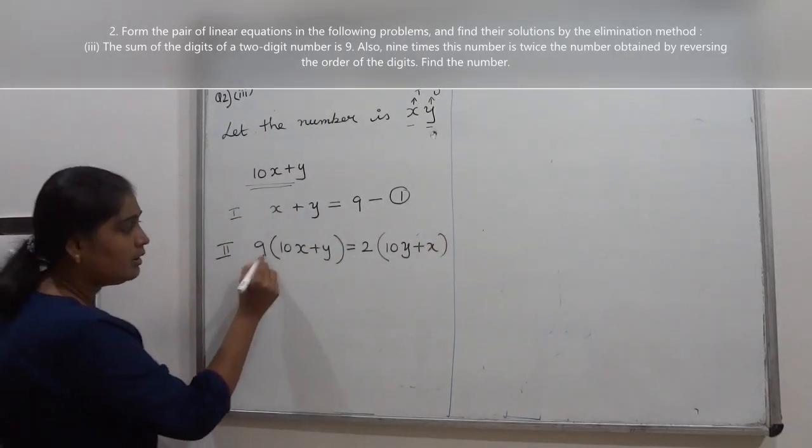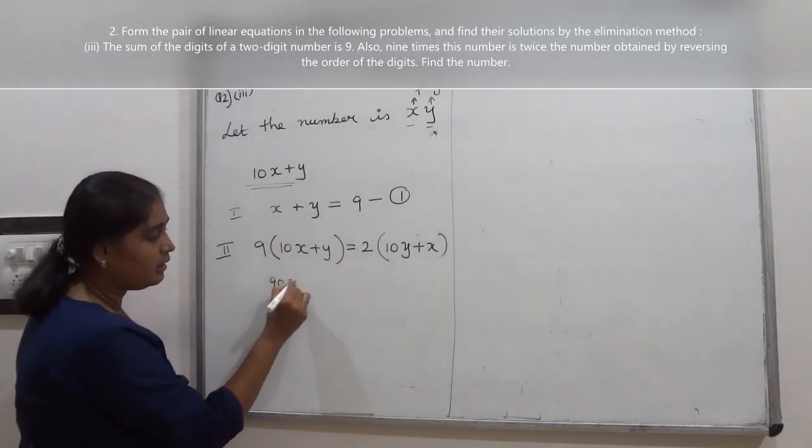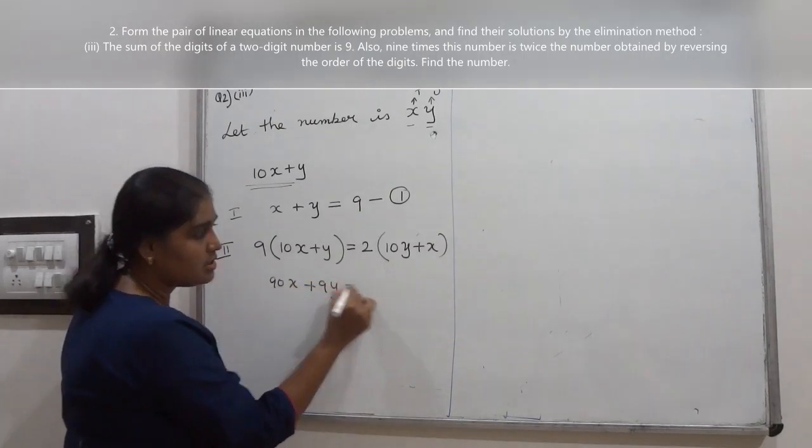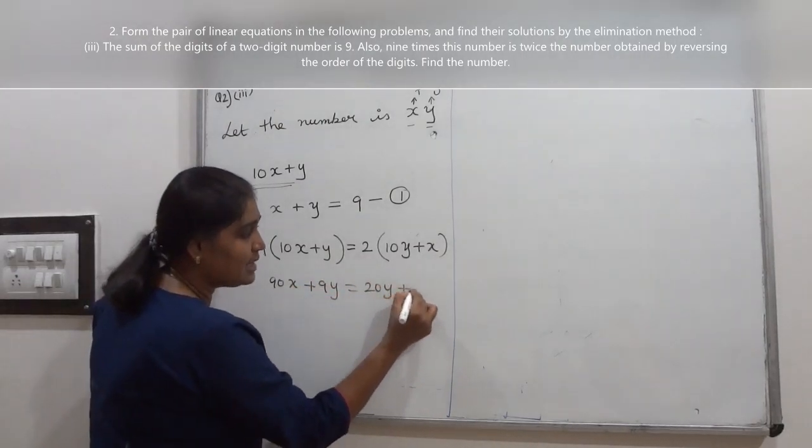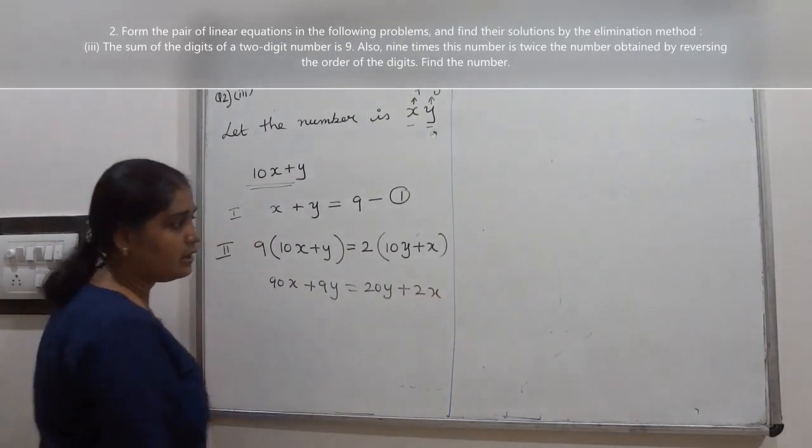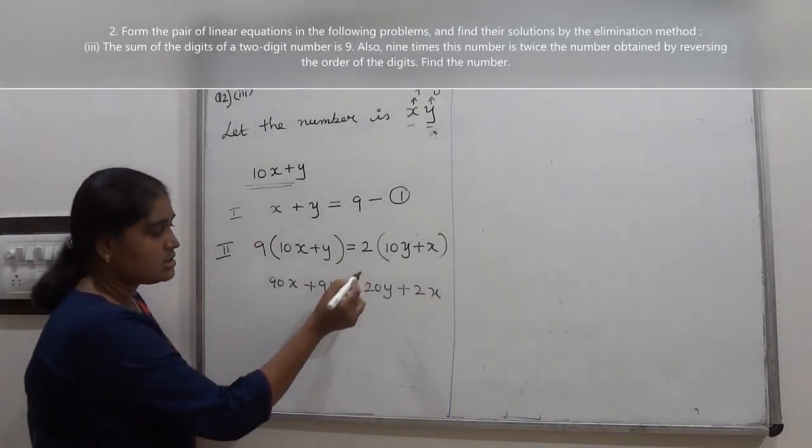Okay, understood? 9 into 10, that is 90x. This is 9y, which is equal to 20y plus 2x. Bring x and y to one side.